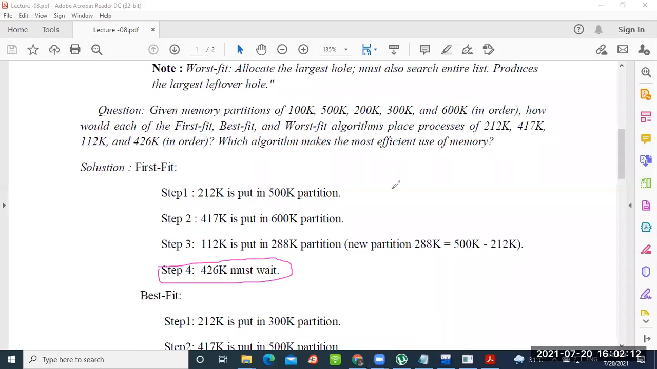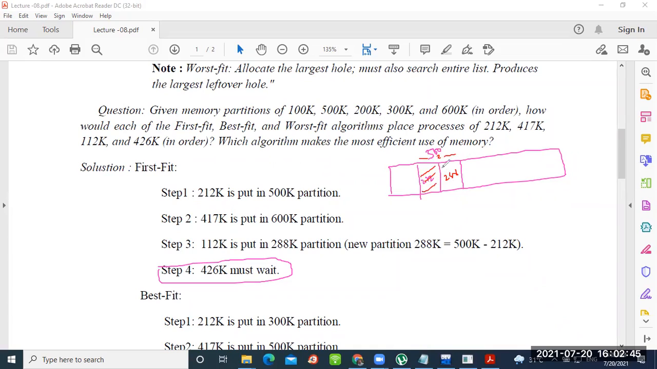What actually happened? Look at block number 2. This is my block number 1. This is my block number 2. Suppose it was 500 KB. So first, what did we assign? We assigned 212, right? Now 212 is assigned. Now how much is left? We are left with some 288. Talking about block number 2, this is occupied, but this is free.